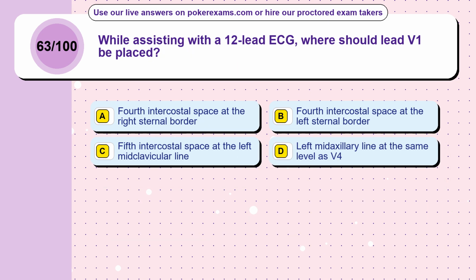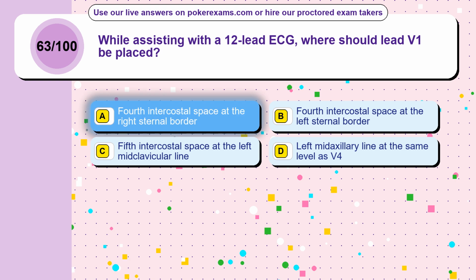Question 63. While assisting with a 12-lead ECG, where should lead V1 be placed? Option A, fourth intercostal space at the right sternal border. Option B, fourth intercostal space at the left sternal border. Option C, fifth intercostal space at the left midclavicular line. Option D, left mid-axillary line at the same level as V4.